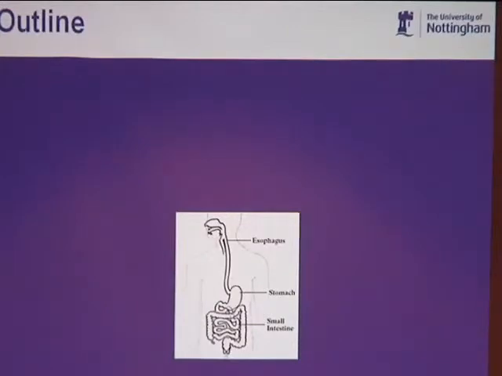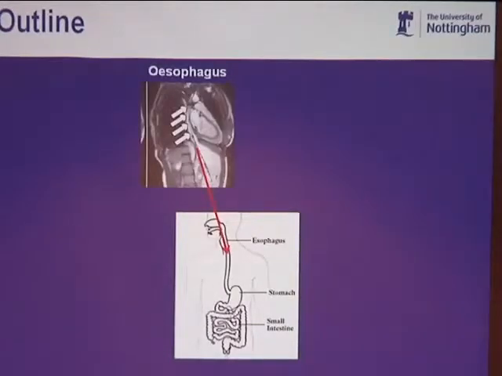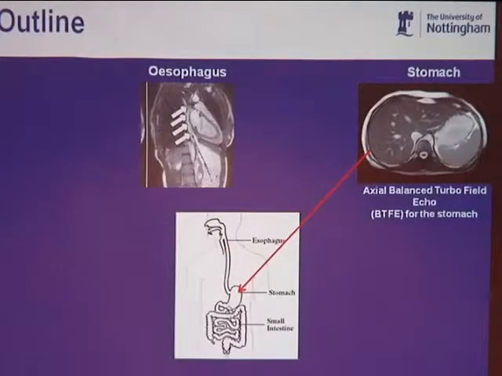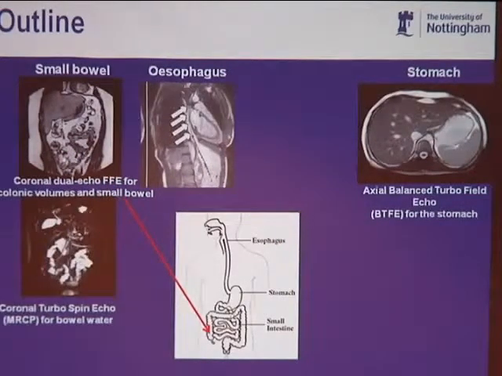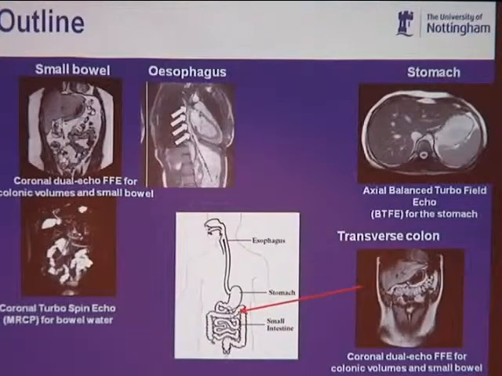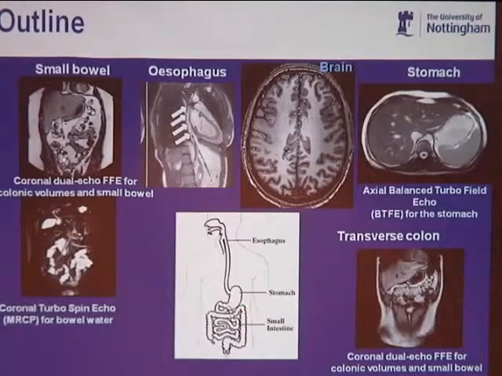So the outline of my talk is very straightforward. I'm starting at the top and ending at the bottom. I'm going to look at the esophagus, the stomach, the small bowel, mostly not its structure, but its water content, and the colon. What I'm not going to talk about at all today is the brain, because obviously a lot of other people have talked about the brain, but we're also looking at the interaction between the bowel and the stomach and the brain, both in terms of nutrient intake and functional disorders.